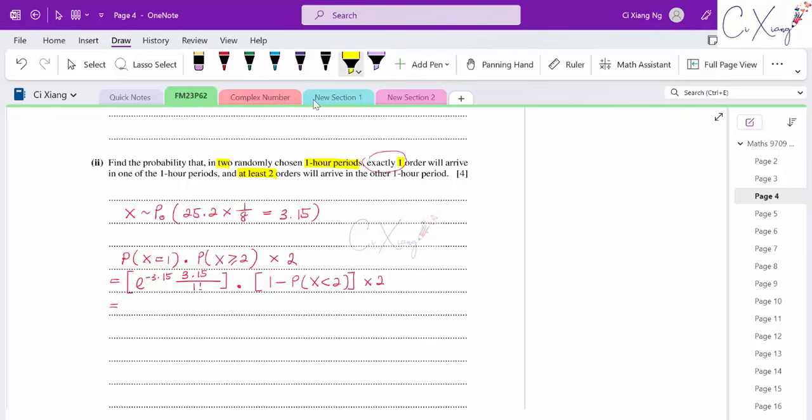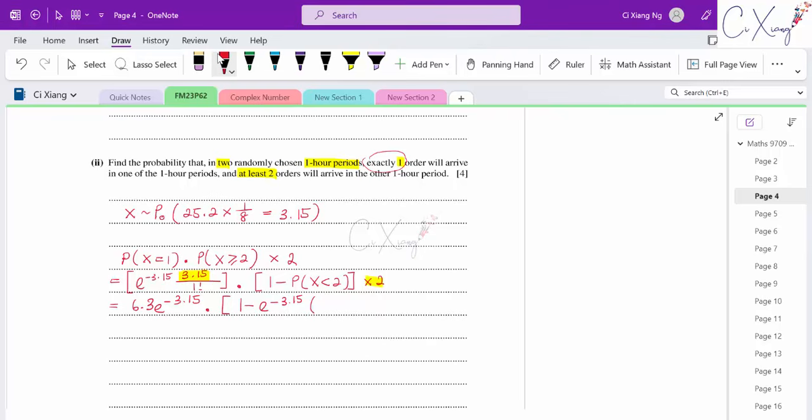Okay, then next, I try to combine 3.15 multiplied with 2. So from here, I'm getting 6.3, 6.3 e power negative 3.15. And now I want to put in the formula into the second part here. So x smaller than 2. For x smaller than 2, what we have is e negative lambda.